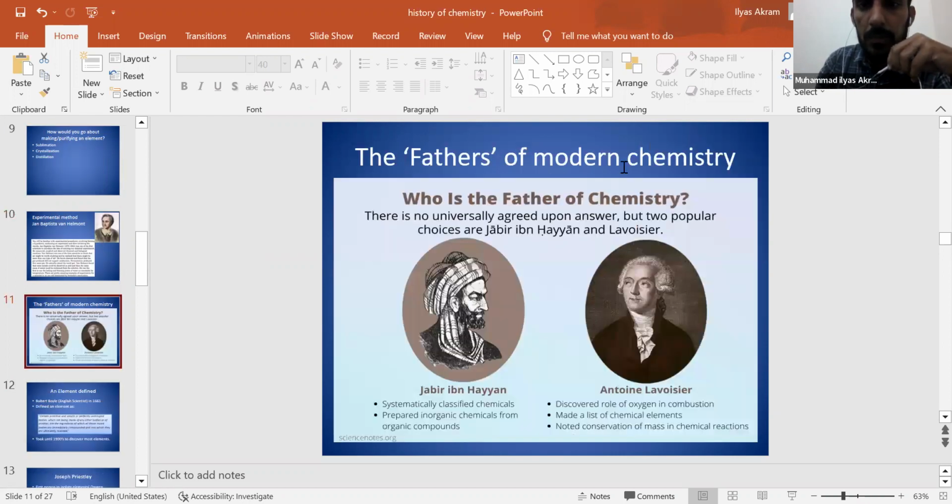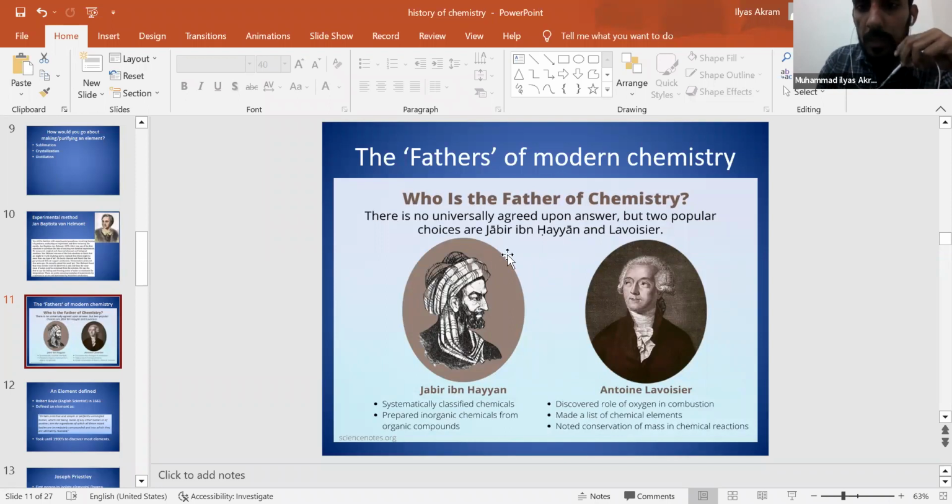So who is the father of modern chemistry? There are classical and modern approaches for every subject, as in the field of physics we study modern and classical physics. So modern chemistry is basically a chemistry of chemicals, and this was basically done by two scientists, Jabir bin Hayyan and Anthony Lavoisier. So these are two scientists who are considered as the father of chemistry.